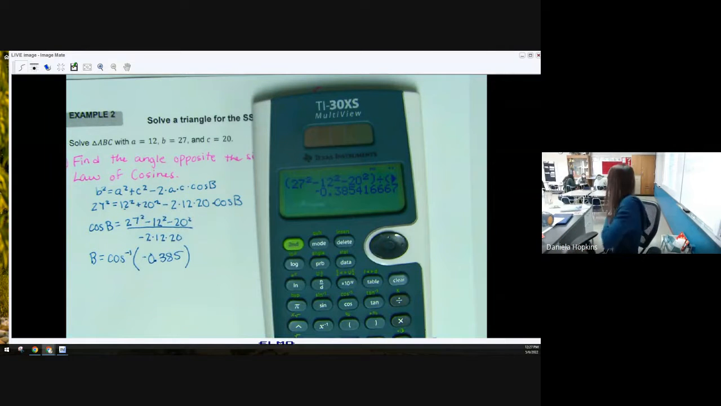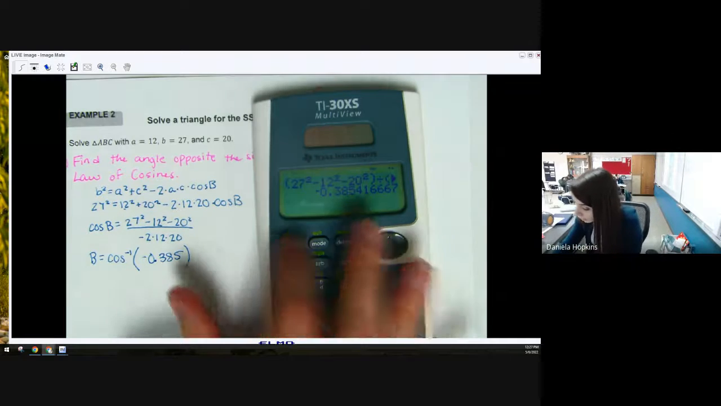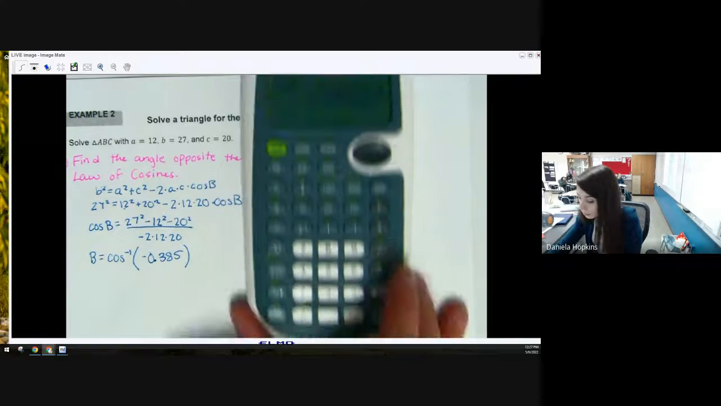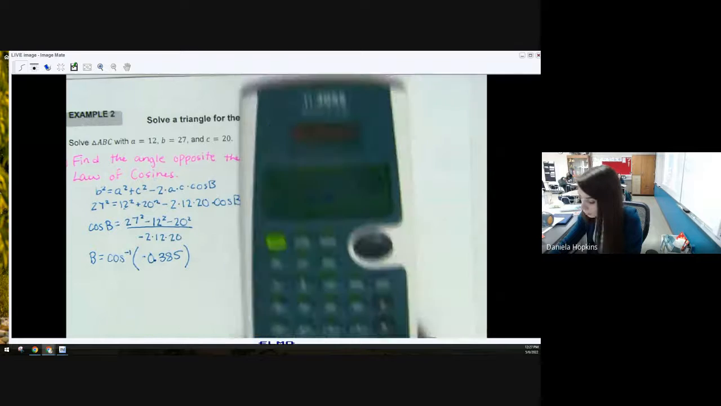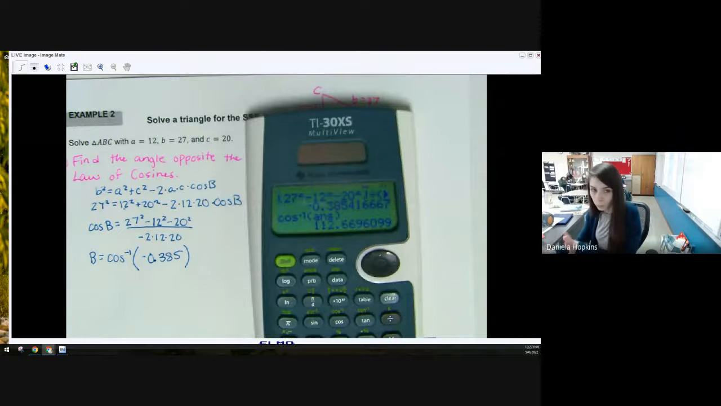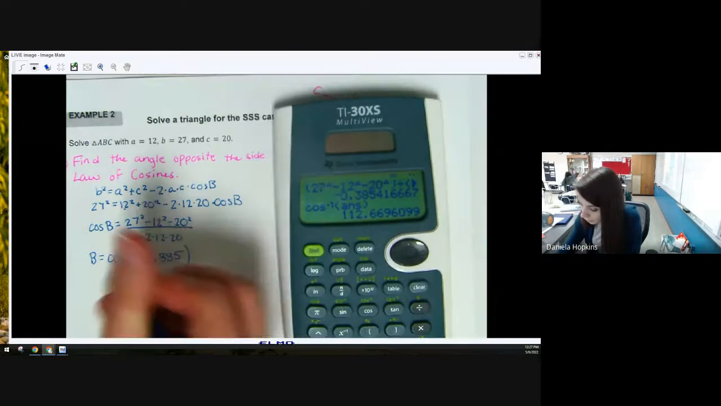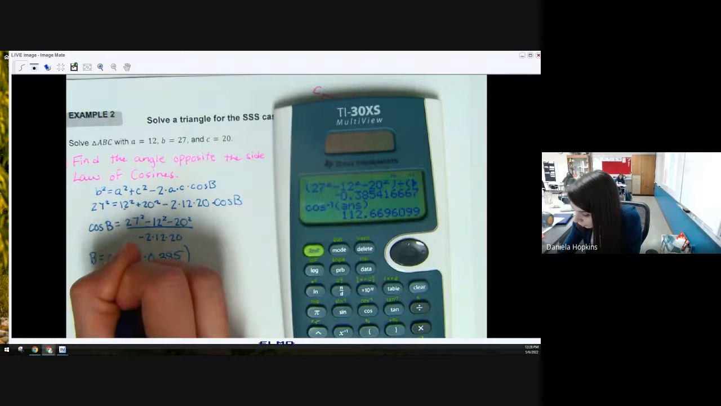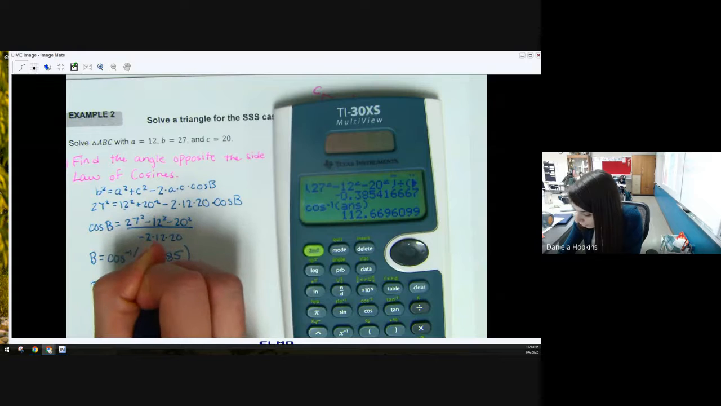Well, I don't want you to round. The book does. What I suggest you do is if you're going to type it this way, then you do second cosine and then hit second answer. You guys know where your answer button is? Just use your second answer, because then the rounding part, we don't have to panic about that. So then you get that b is approximately 112.7 degrees.